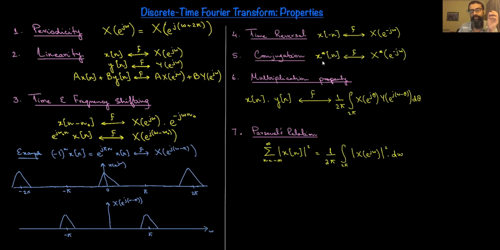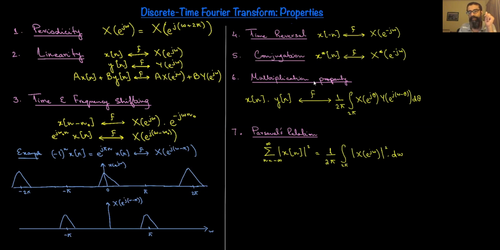Conjugation: the Fourier transform of x conjugate of n is X conjugate of e raised to minus j omega. So there's flipping in the frequency domain, and then there's conjugation in the frequency domain as well. And this, along with time reversal, results in all of those conjugate symmetry properties: the Fourier transform of a real signal is going to be conjugate symmetric. The Fourier transform of a real and even signal is going to be real, and so on and so forth.